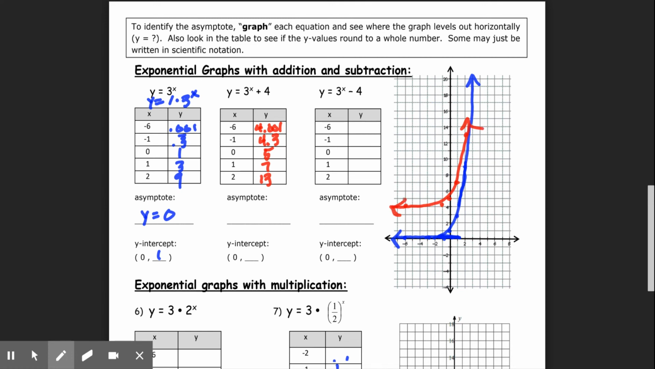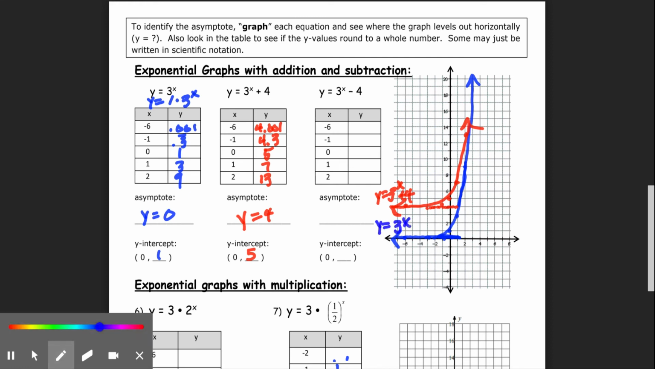Okay, so this one is y is equal to 3 to the x plus 4. And our asymptote would be where it levels out. So if I draw a dashed line, it goes through the y-axis at 4. The y-intercept, when x is 0, that y value is 5. Let's go back, and I want to write the equation here. So this one's y is equal to 3 raised to the x power.